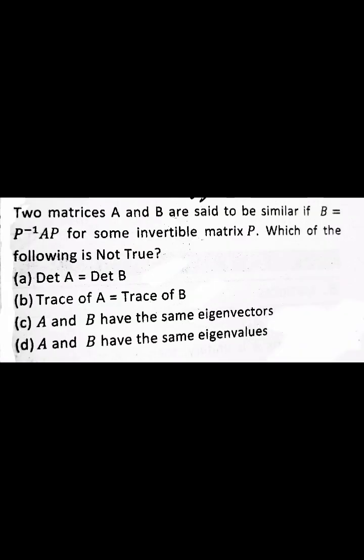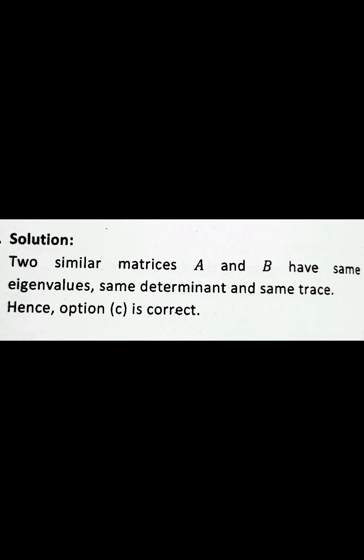The next question is: two matrices A and B are said to be similar if B is equal to P inverse AP for some invertible matrix P. Which of the following is not true? Two similar matrices A and B have the same eigenvalues, same determinant and the same trace. So the answer is option C.